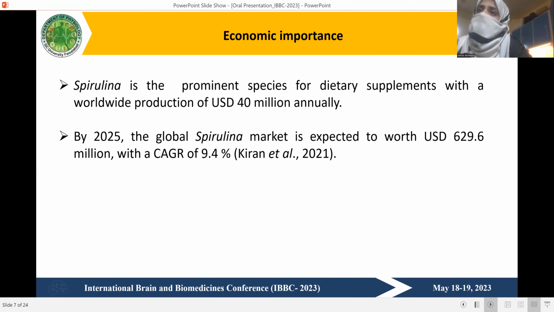If we talk about the economic importance of spirulina species, spirulina is the prominent species for dietary supplements worldwide, with a worldwide production of 40 million USD annually. It is estimated that by 2025 the global spirulina market is expected to reach 629.6 million USD with a compound annual growth rate of 9.4%.